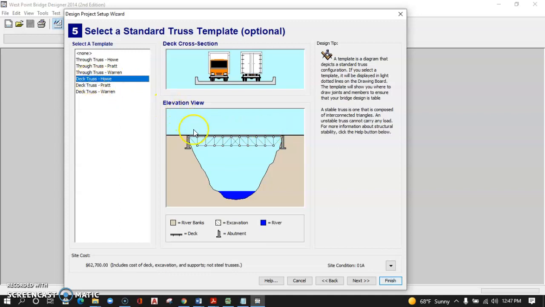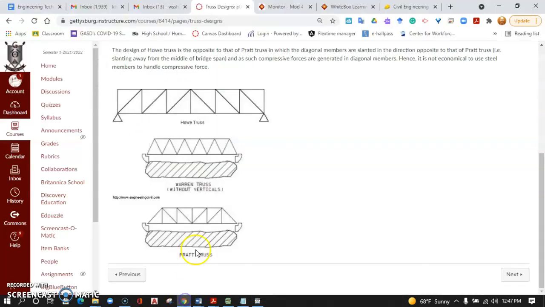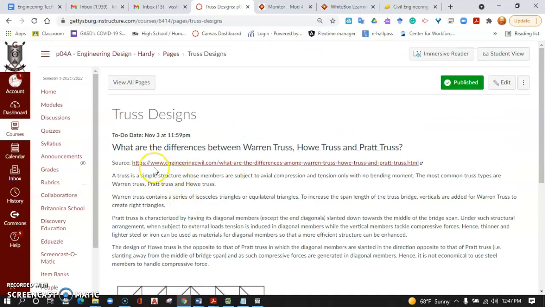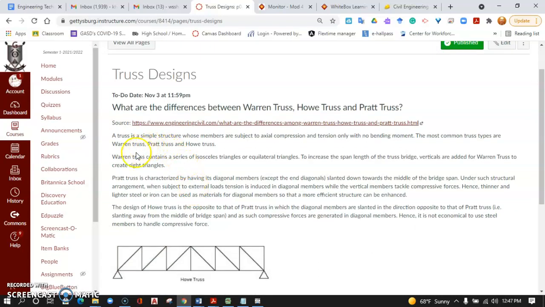Or there's the deck truss where the roadway loads on top of the truss and the truss lies below, the structural elements are below the road. So what are the differences between the Howe, the Pratt, and the Warren? I've put together a page for you that you can reference that has these three trusses illustrated for you. I've taken information from engineeringcivil.com from a question forum there, and put together just a series of basic answers for you.